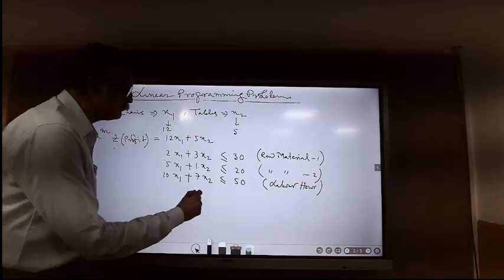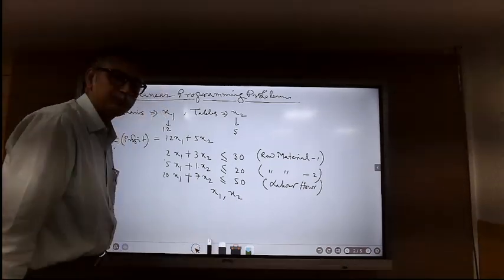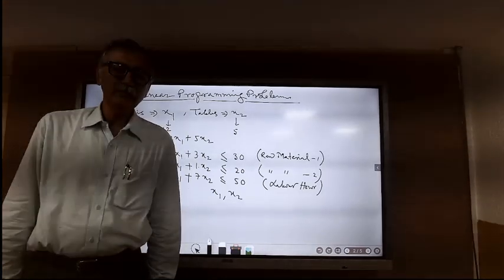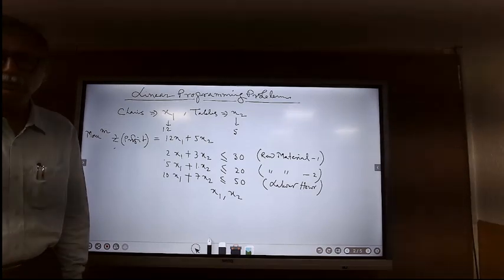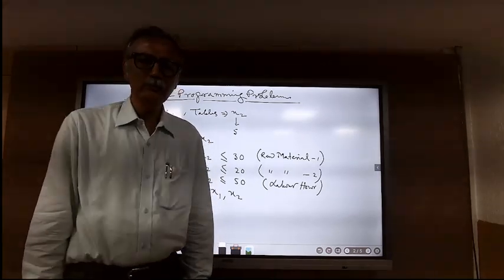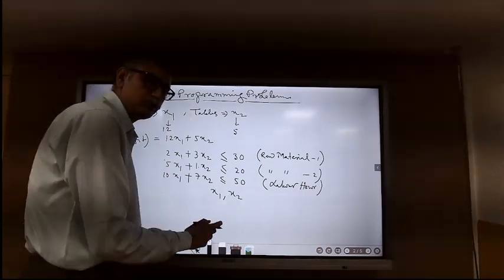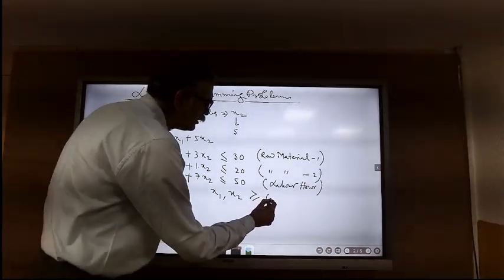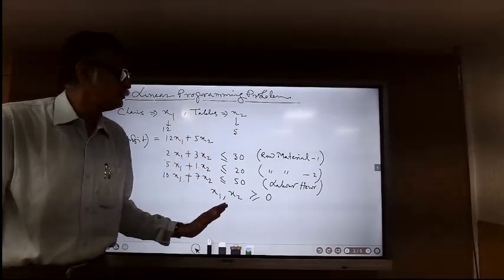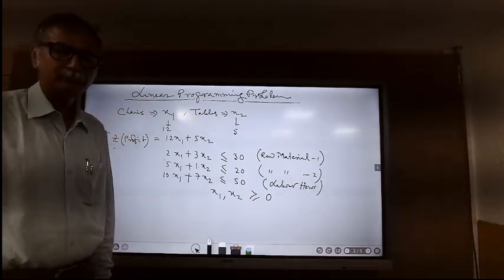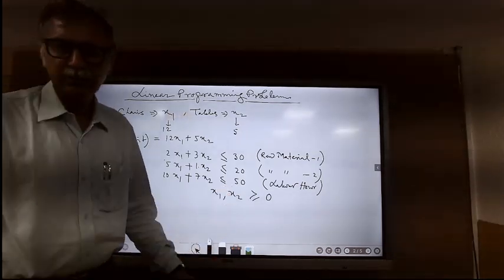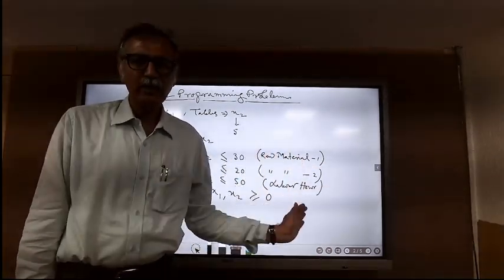And chairs and tables cannot be produced in negative. We may drop producing any one, either chair or table, in order to maximize the profit. That means the value of the chair or table may extremely be 0, but it cannot be negative. Minus 1 unit of production of a chair is not possible rationally. That's why the values of x1 and x2 should be greater than or equal to 0. This is called a non-negativity constraint, because chairs and tables cannot be produced in any negative unit. So this is how a linear programming problem can be formulated. This is the formulation of the linear programming problem.